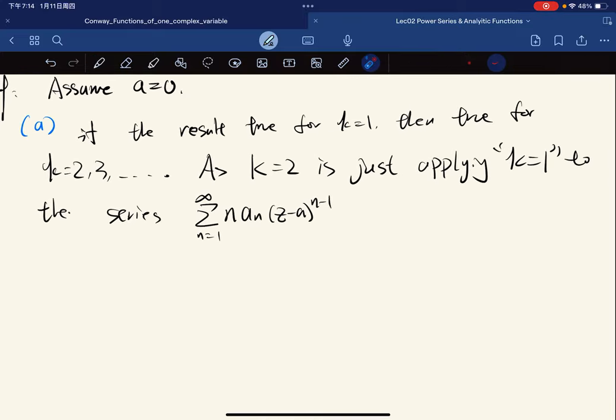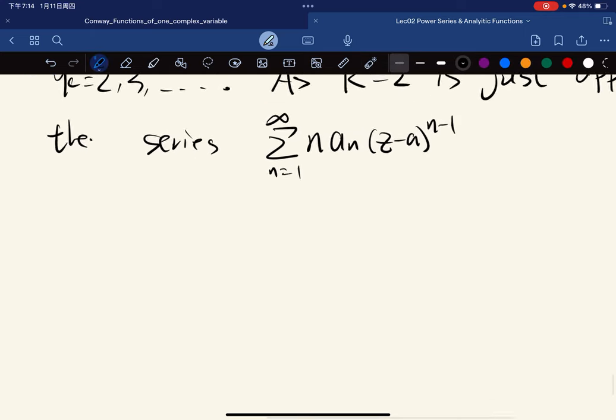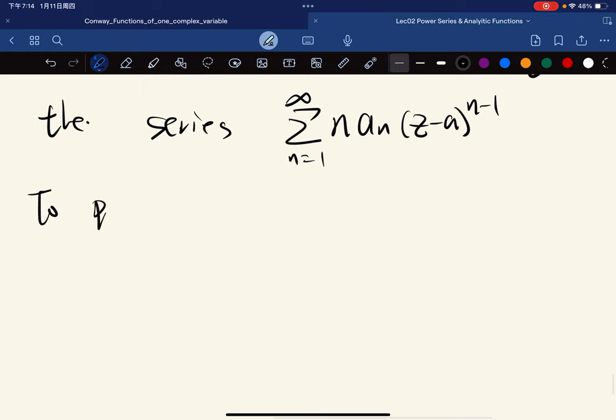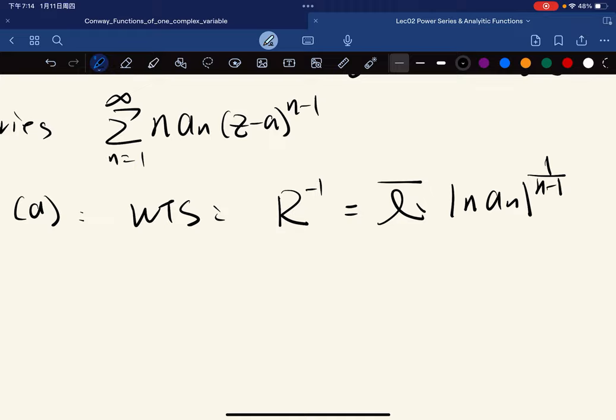It suffices to prove that it's true for k equals 1. Now to prove A, we want to show that 1 over R is equal to the limsup of n a_n.